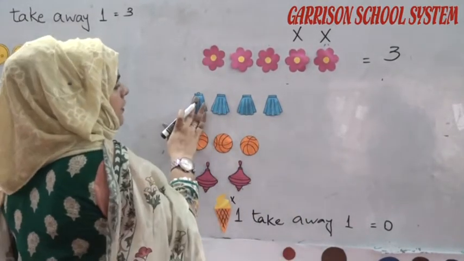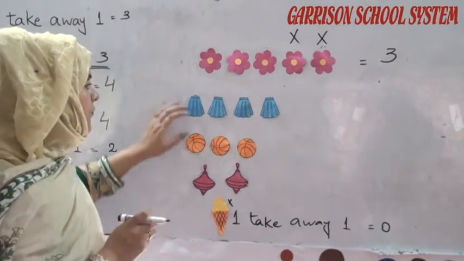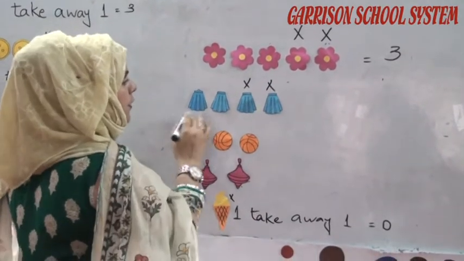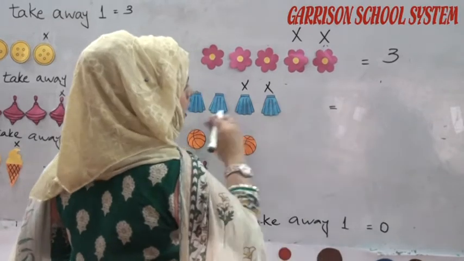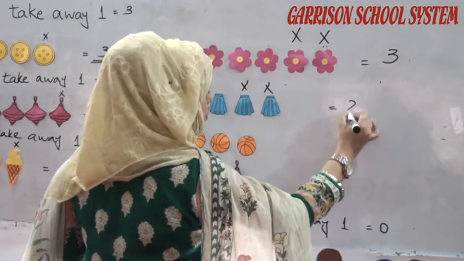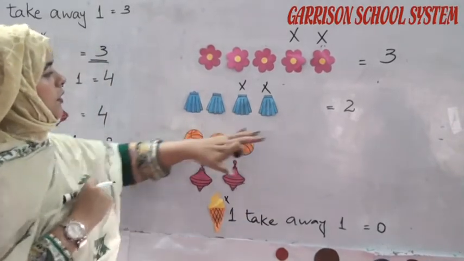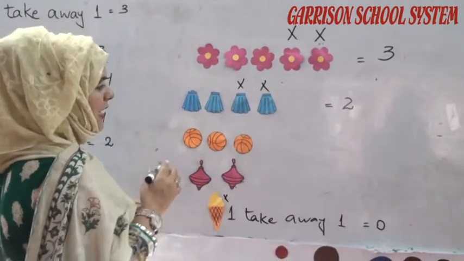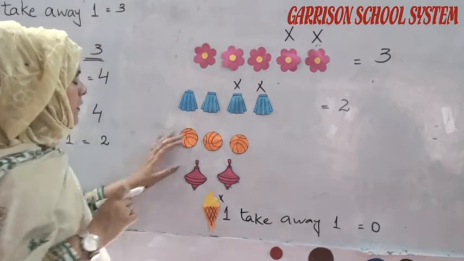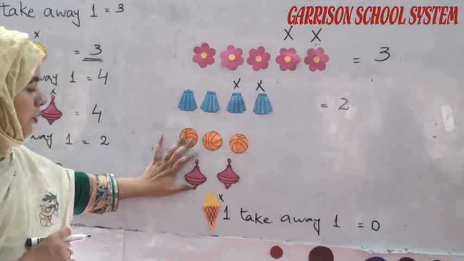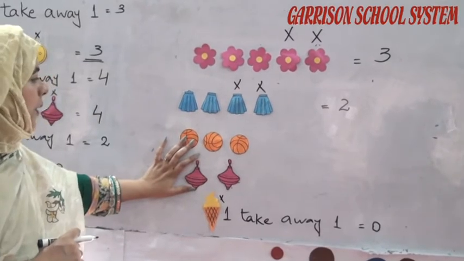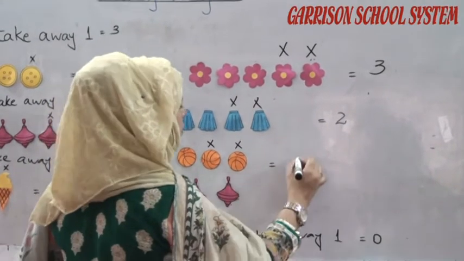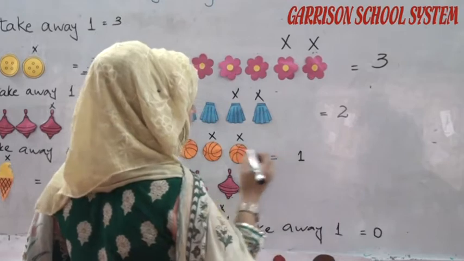So these are 4 very beautiful blue skirts. If you take away 2, how much are you left with? You will be left with 2. So if you take away 2 out of 4, you will be left with 2. Same is the case for the footballs. We have a very beautiful basketball over here pasted. If we take away 2 out of 3, how much are we left with? We will be left with 1, right?